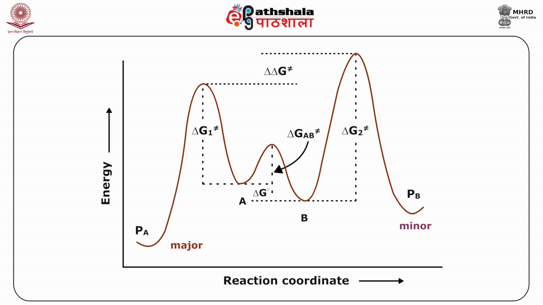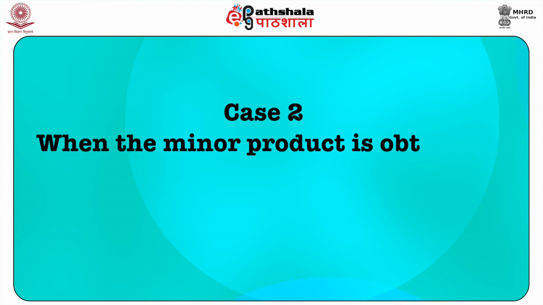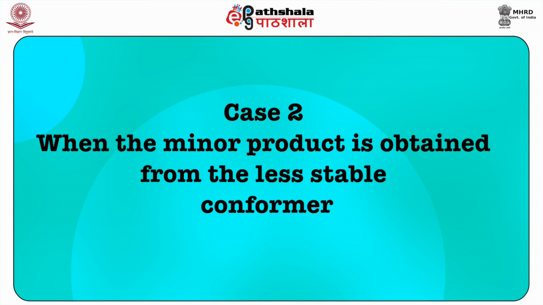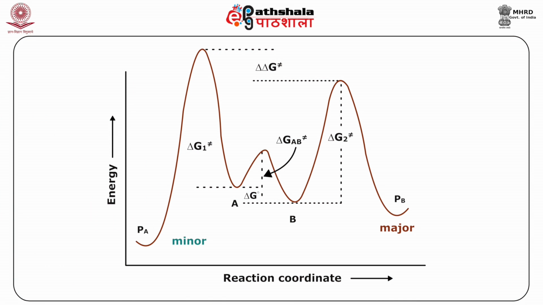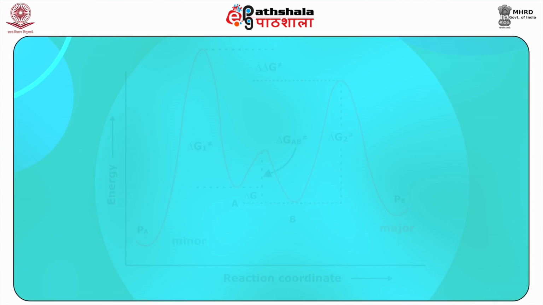When the less stable isomer leads to the formation of the major product, this is how the energy diagram will be shown. Case 2: when the minor product is obtained from the less stable conformer, the energy diagram is again shown here, where the product Pa is the minor one and product Pb is the major, and the relative energy graphs are shown.